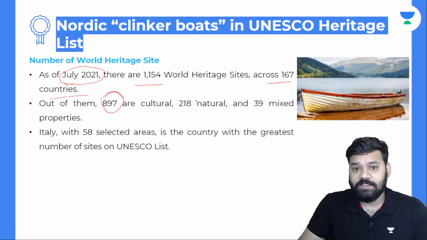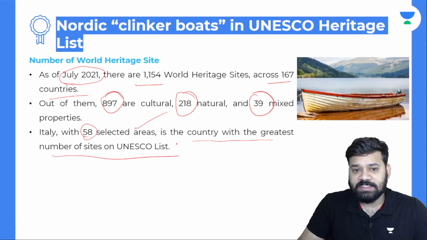Out of them, 897 are cultural, 218 are natural, and 39 are mixed properties. And Italy, with 58 selected areas, is the country with the greatest number of sites in the UNESCO list. Please do note it. Italy has the highest number of UNESCO heritage sites.